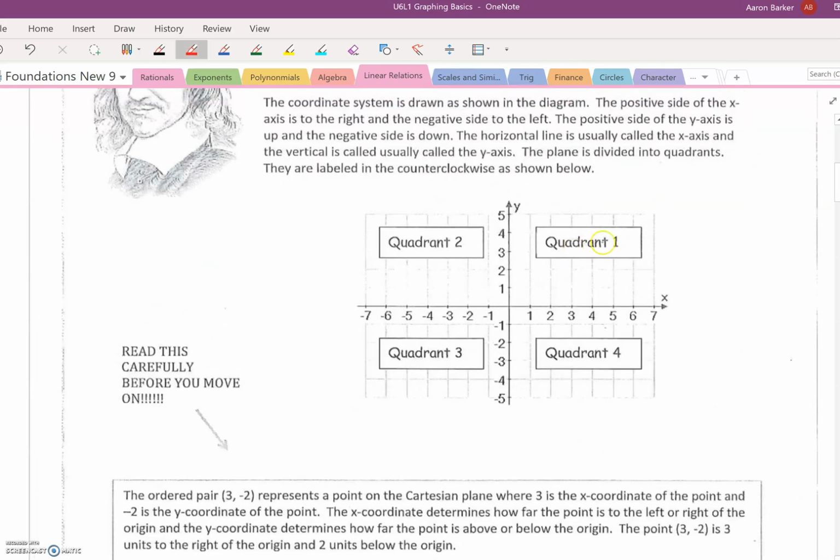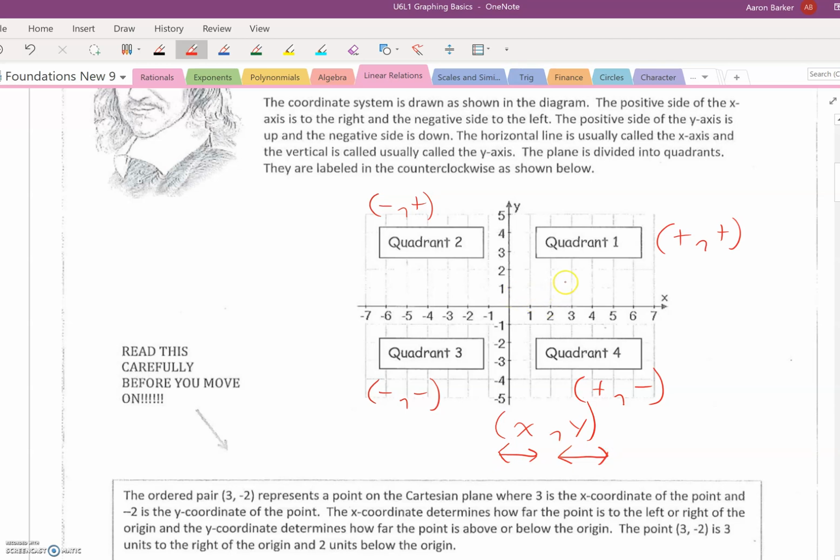So we have four quadrants. In quadrant 1, all these points have a positive x value and a positive y value. Quadrant 2, all these points have a negative x value and a positive y value. And quadrant 3, all these points have a negative x and a negative y. Quadrant 4, our x value is going to be positive and our y value will be negative. Remember, points always are (x, y). X's move left to right, and the y's tell you how many go up or down.